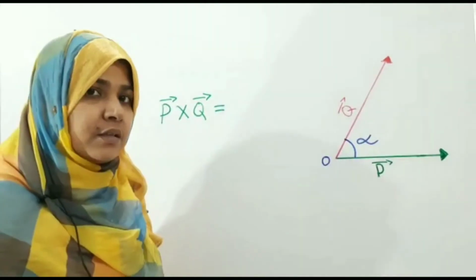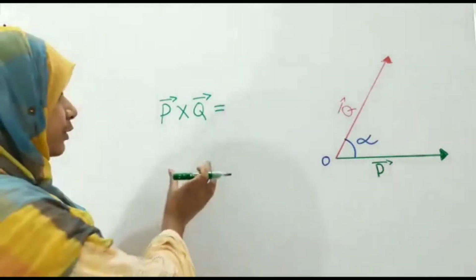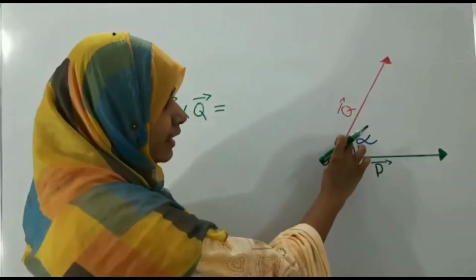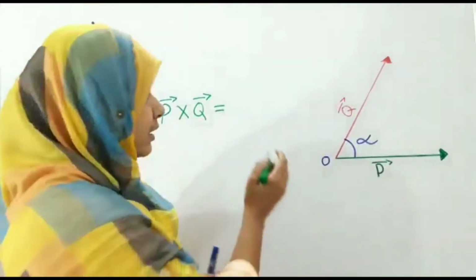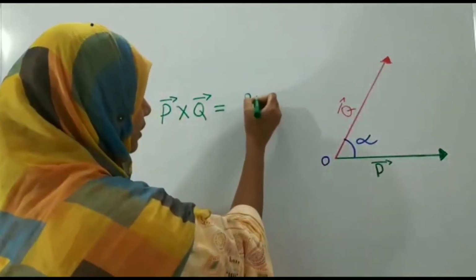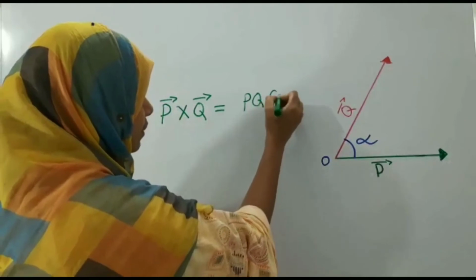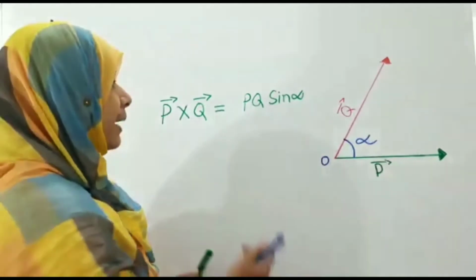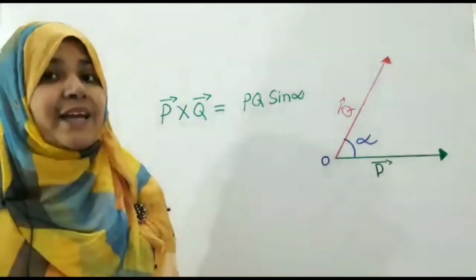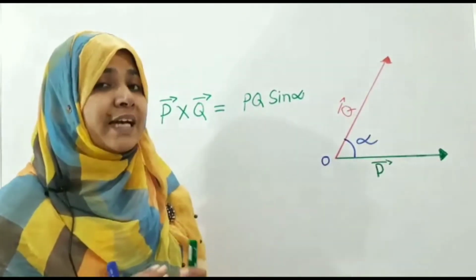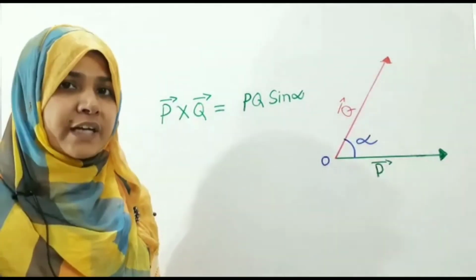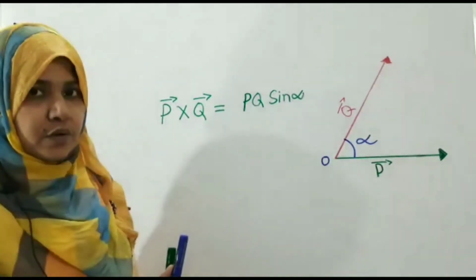So the magnitude of the cross product of these two vectors is the product of their magnitudes and the sine of the angle between them, that is P Q sin alpha. From the definition, you know that by multiplying two vectors, if we get another new vector quantity, then that will be the vector product or cross product.